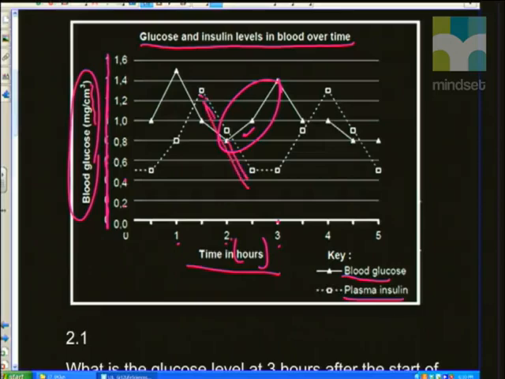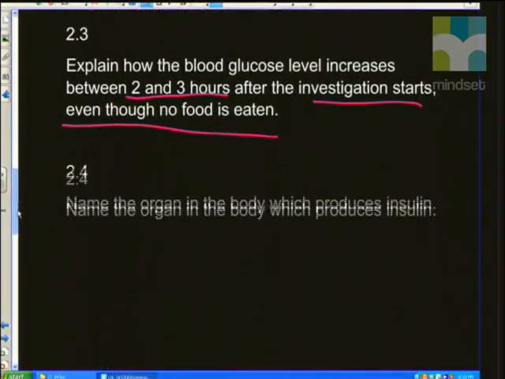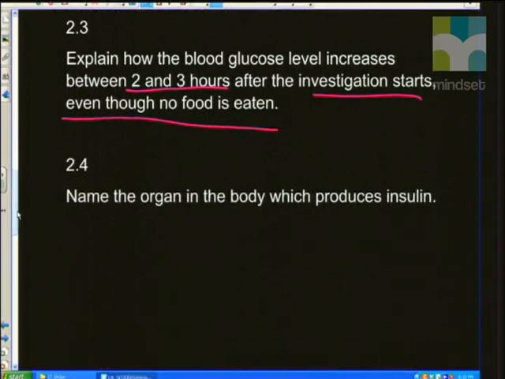Okay? Good. Name the organ in the body which produces insulin. That's easy. Pancreas. Pancreas, good.